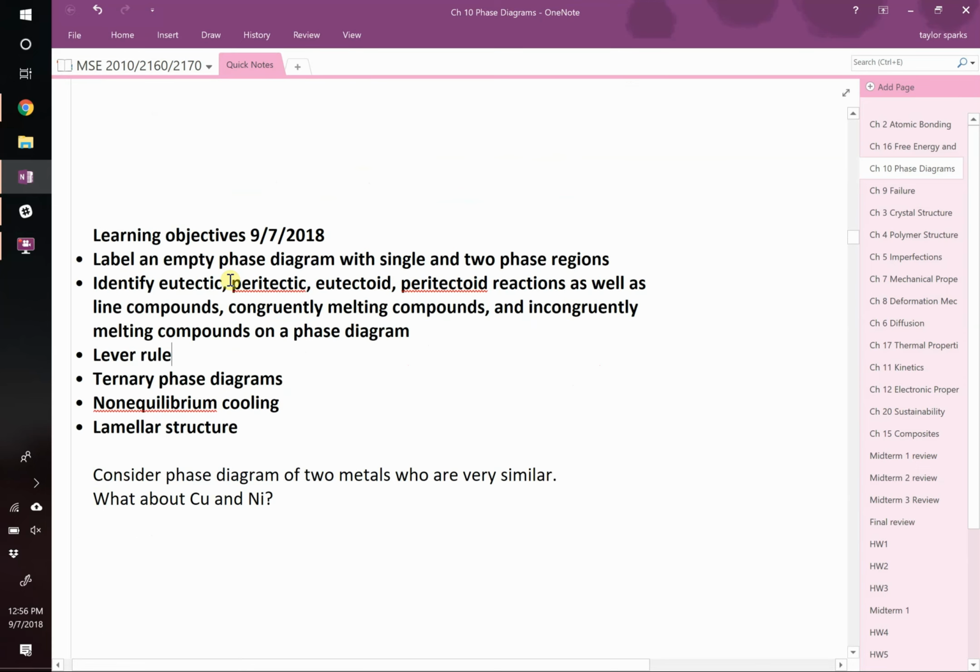We'll identify a number of important reactions called eutectic, peritectic, eutectoid, peritectoid, and there's other ones, right? What do these mean? We'll also talk about things called line compounds, congruent versus incongruent melting, and we should have time to get to the lever rule, and then we might have time to get these other things, okay?